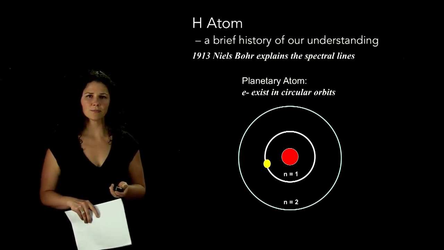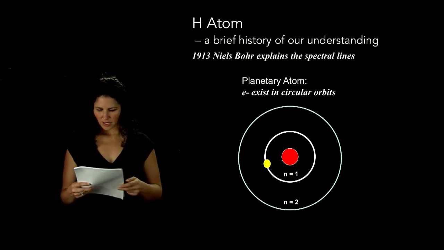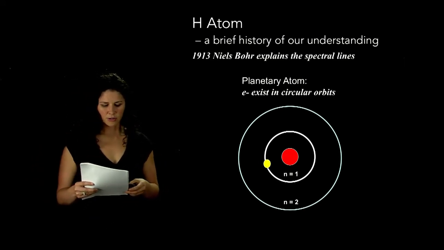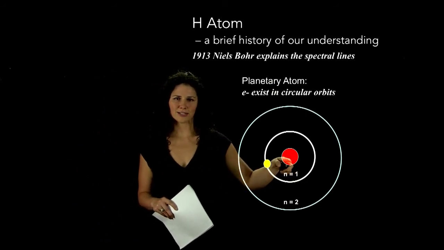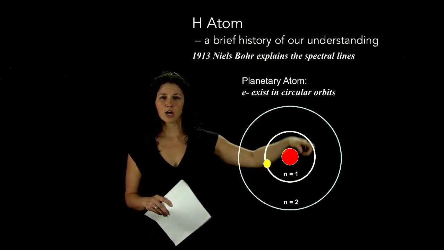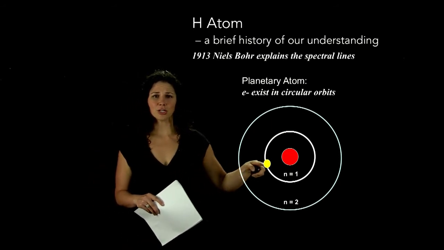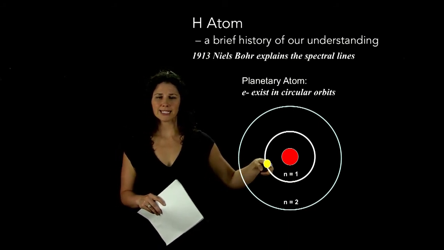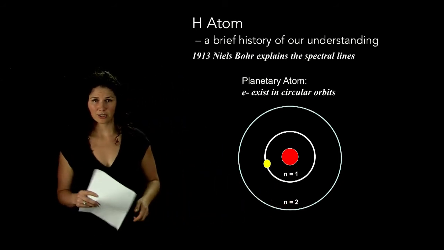And he came up with this planetary model of the atom where electrons exist in circular orbits. So this is also called the planetary atom model. And basically, he showed that, if this is your nucleus, this red dot, and these white circles are orbits for an electron. And here I've shown one electron as a little yellow dot. So the line spectra would have occurred from the electron being excited and then falling back down between these circular orbits, which corresponded to integers.